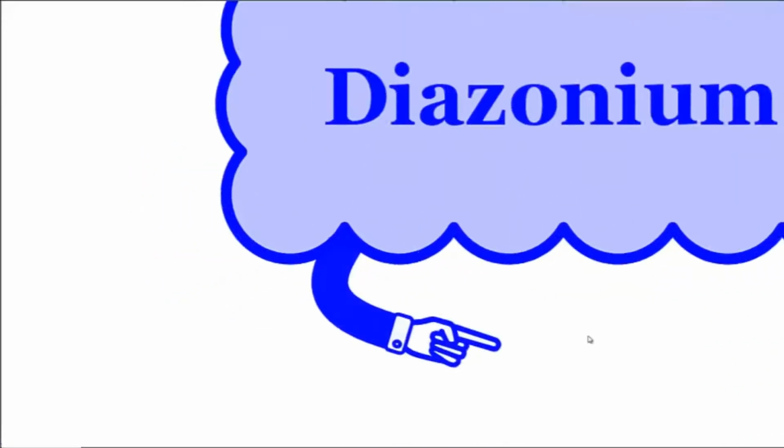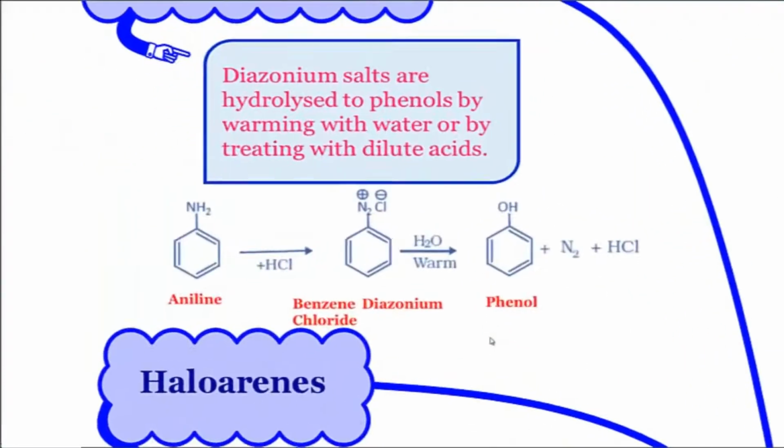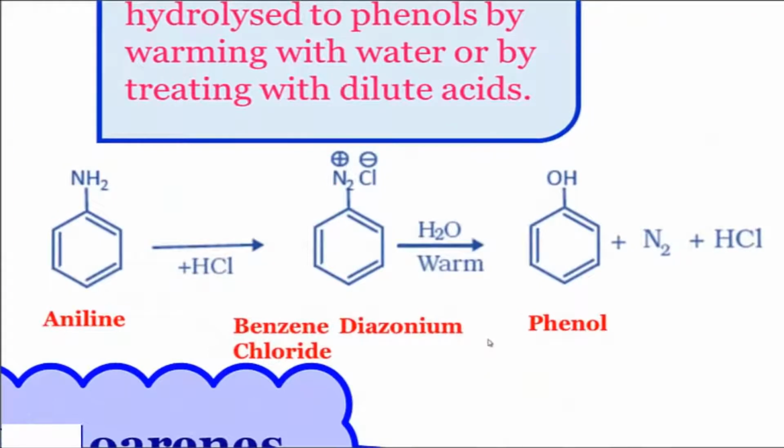Now let's look into the method of obtaining phenol from diazonium salt. The method is very simple. Diazonium salt has to be hydrolyzed either by warming with water or with dilute acids. Now let's look into the reaction equation starting from benzene diazonium chloride. Benzene ring linked with N2 and Cl. This N would be linked with another N by means of double bond, and the halogen present is Cl.